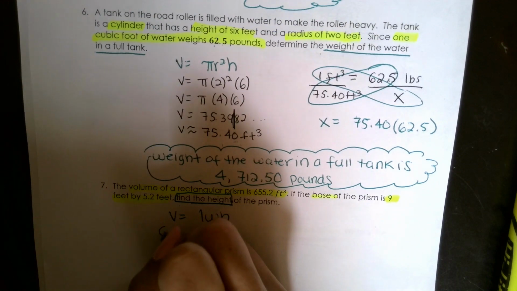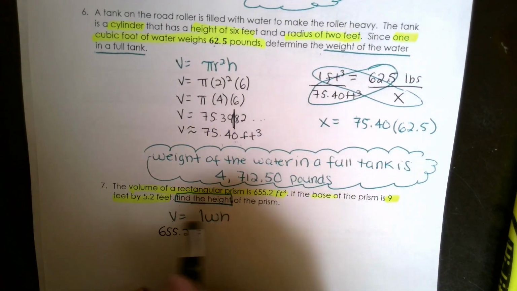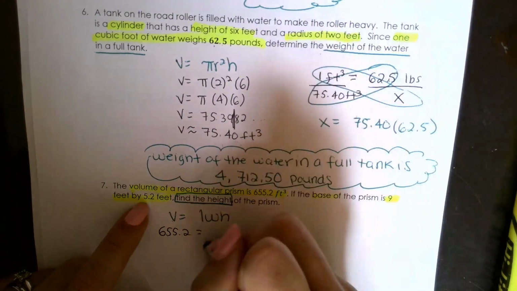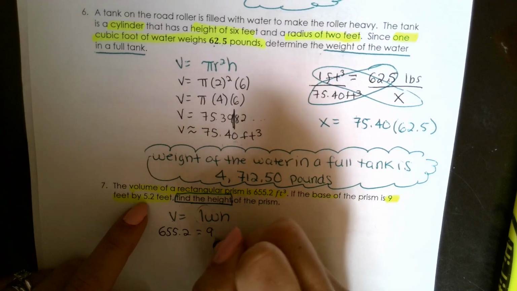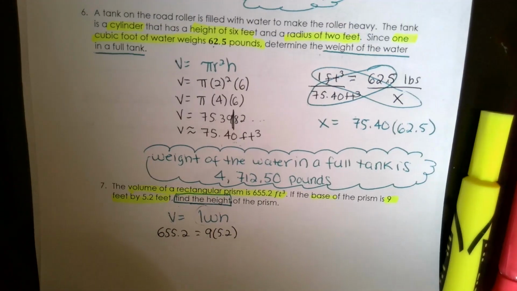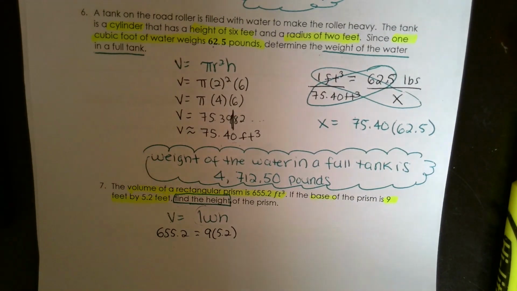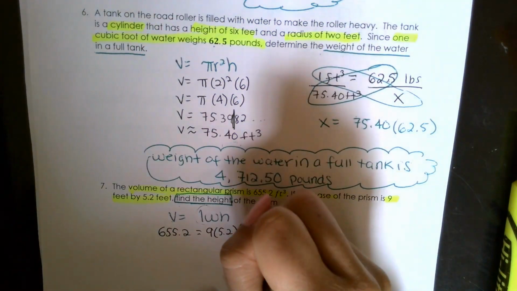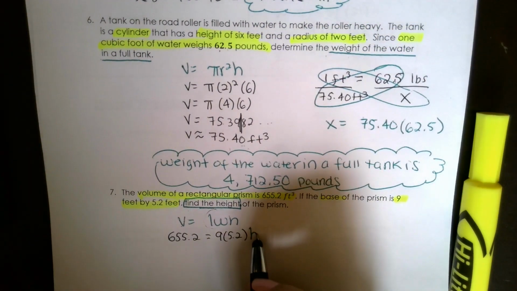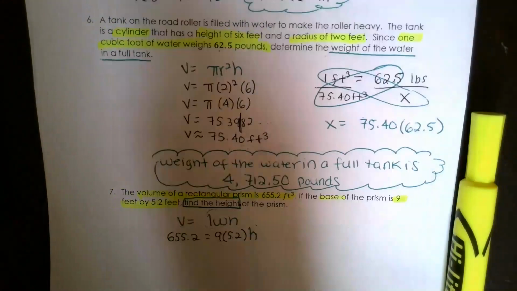So I'm going to replace that with V. That's my volume. My length and width, 9 by 5.2, that's the base. Remember, that's the area of the base, length times width. So 9 times 5.2. And I'm looking for H. That's what I'm trying to solve for. It makes sense, that's the only thing I have. I want H by itself, right? But two numbers are being multiplied, so let's simplify that.